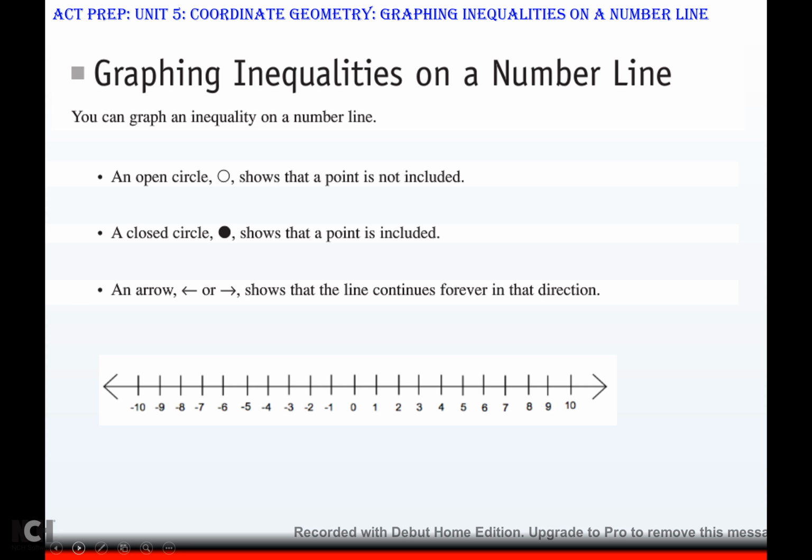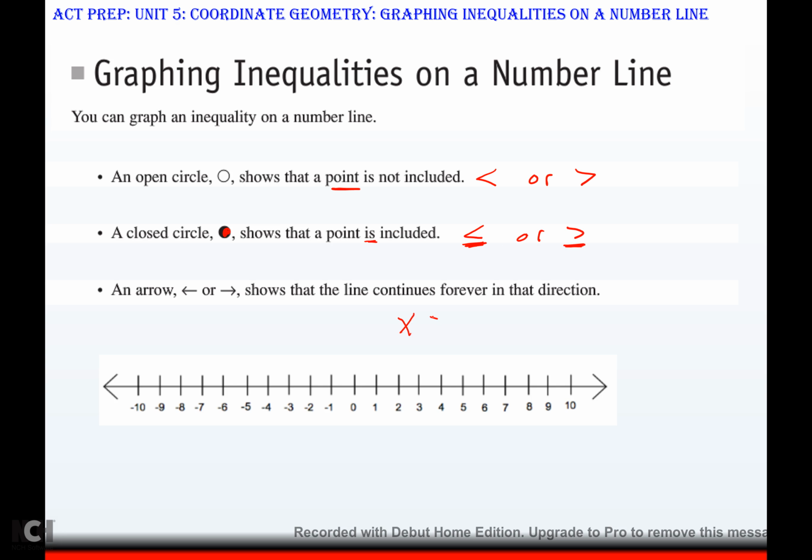An open circle shows that a point is not included, and that would be when your symbol is either less than or greater than. The closed circle, which you fill in, shows that a point is included. And to get closed circles, you need either less than or equal to or greater than or equal to. In other words, you need the "or equal to." An arrow shows that the line continues forever in that direction.